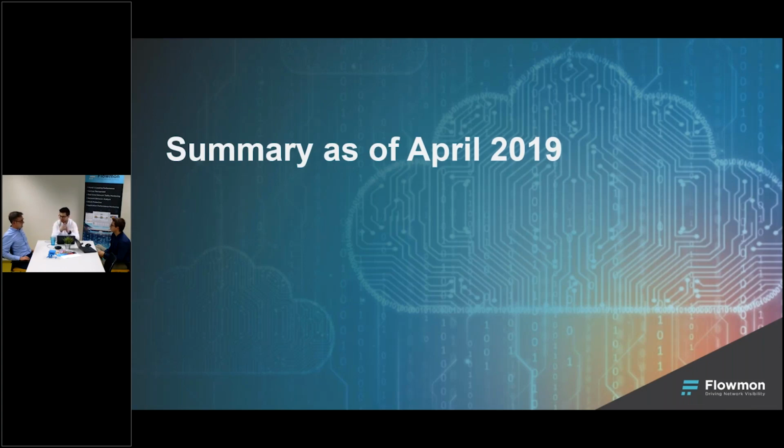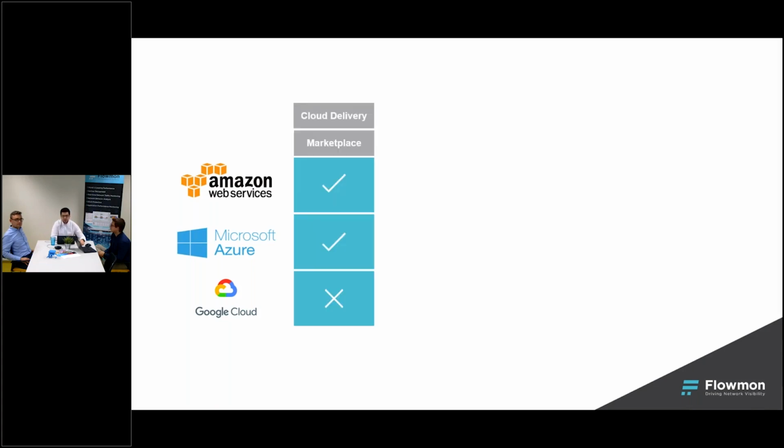These two experts will be looking over the trends and adding new features, and you're all very welcome to leave us notes on what you believe is the way to move it forward. So to wrap up, we have Amazon, Microsoft, and Google. In terms of cloud delivery, we are available to download on AWS and Azure. For Google Cloud there's a workaround to deploy Flowmon.